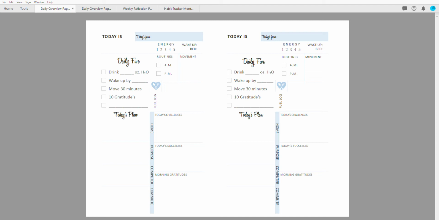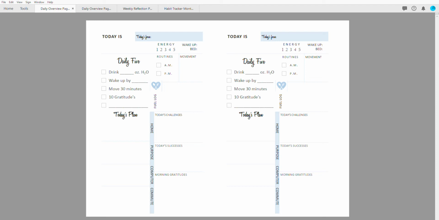The energy rating, we have an energy rating from 1 to 5. And usually I recommend not determining what your energy rating is until the end of the day. So when you're doing your evening routine and just kind of looking over your day, planning tomorrow, that's the time to go in and determine what did my energy look like today.